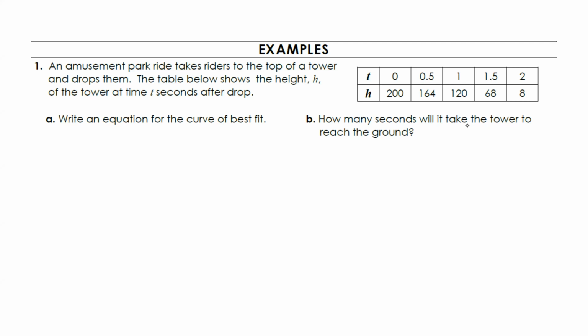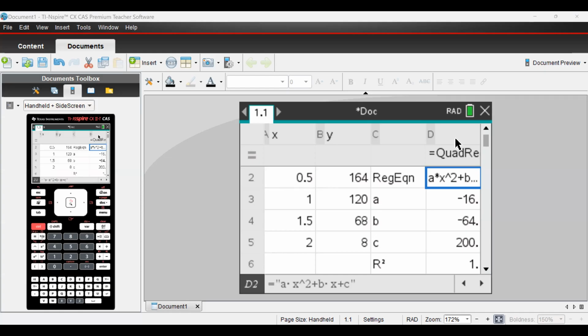Okay, now it's asking how many seconds will it take the tower to reach the ground? Well, guys, what is the height when it's reaching the ground? 0. Okay, so let's go back to the calculator. So we're trying to answer part B now. We're back at the calculator. Go ahead and click home.